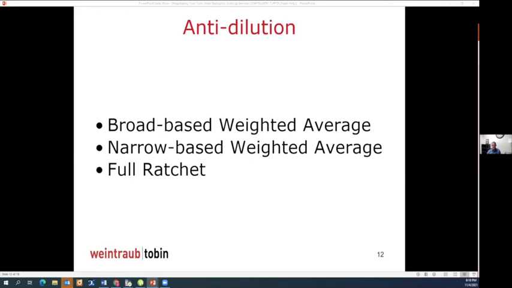You would see that in probably growth stage rounds, but broad-based weighted average is pretty much the norm, probably what you've seen, Justin, as well, across the board from usual seed and Series A term sheets. Yes, yeah, for sure.